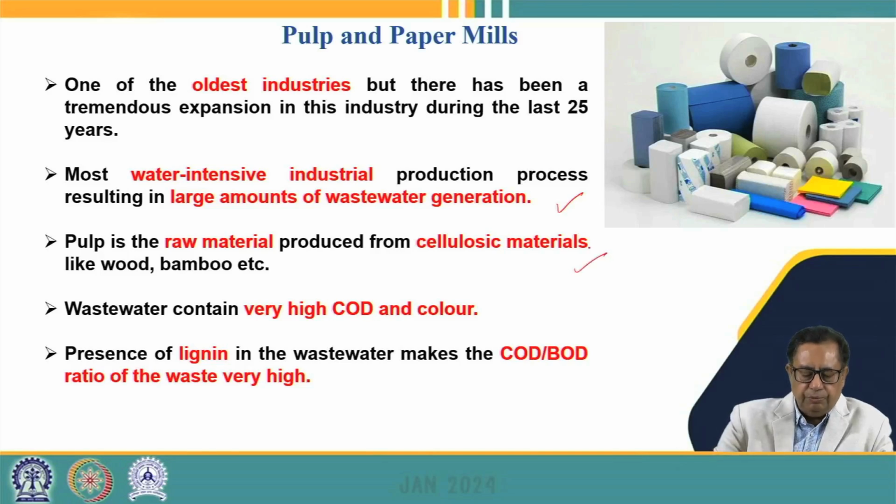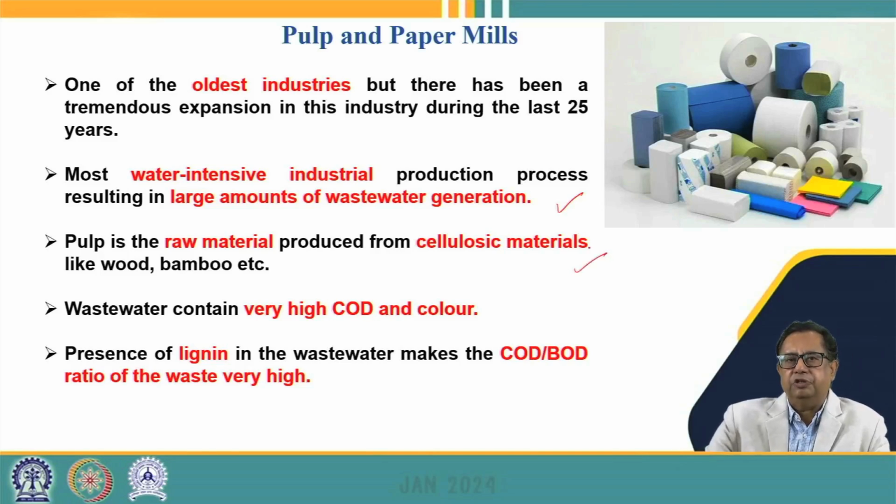So here the basic process is that the pulp is generated first of all. So the pulp is generated from a raw material which contains cellulosic materials. For example, we can generate the pulp from bamboo, from wood, and from recycled papers also. So this cellulosic material is used for the preparation of the paper.